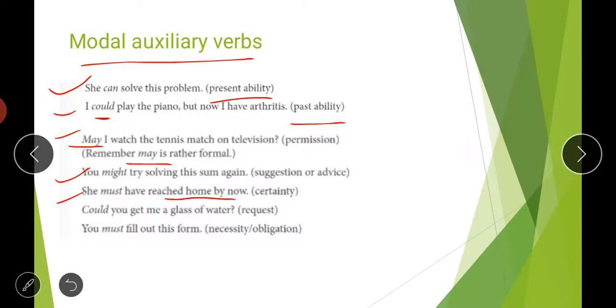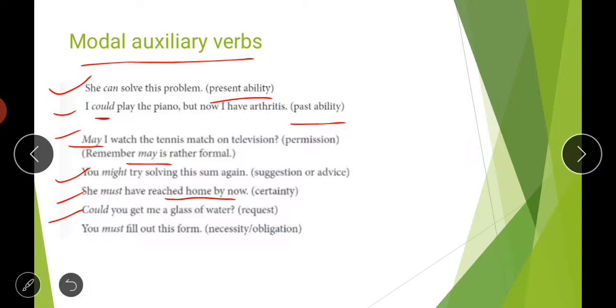Must is used to express 100% surety of something, certainty of something. Here, she must have reached home by now. Then, could you get me a glass of water? Here this word could is not being used to express ability.